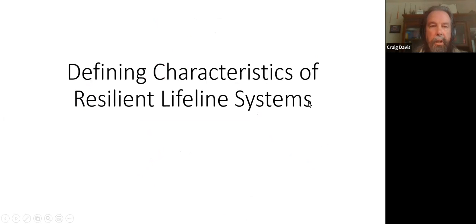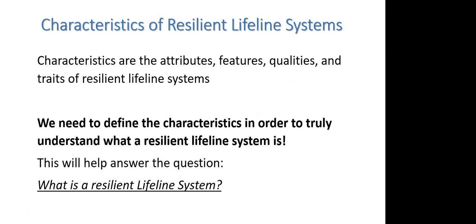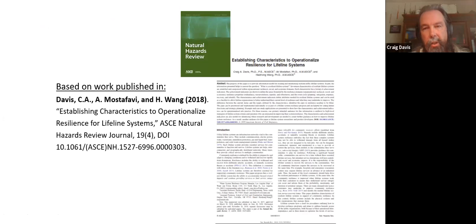All right, so moving on, let's talk a little bit about how we define the characteristics of resilient lifeline systems and then how they can be used. So characteristics are the attributes, features, qualities, and traits of a resilient lifeline system. We need to define these characteristics in order to truly understand what a resilient lifeline system is. So the following slides are extracted from a paper published in 2018. I will acknowledge my colleagues who helped me write this, Ali Mostafavi and Haesong Wong. And so you might refer to more detail in the paper if you're interested in the characteristics.